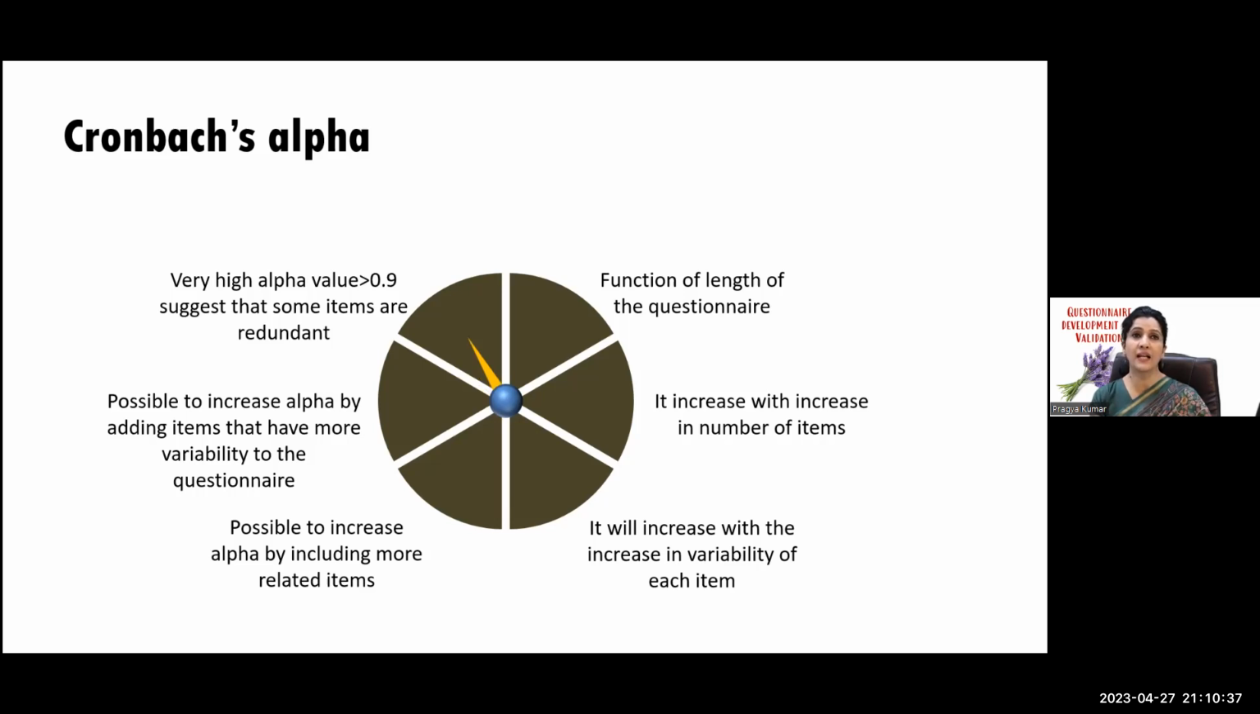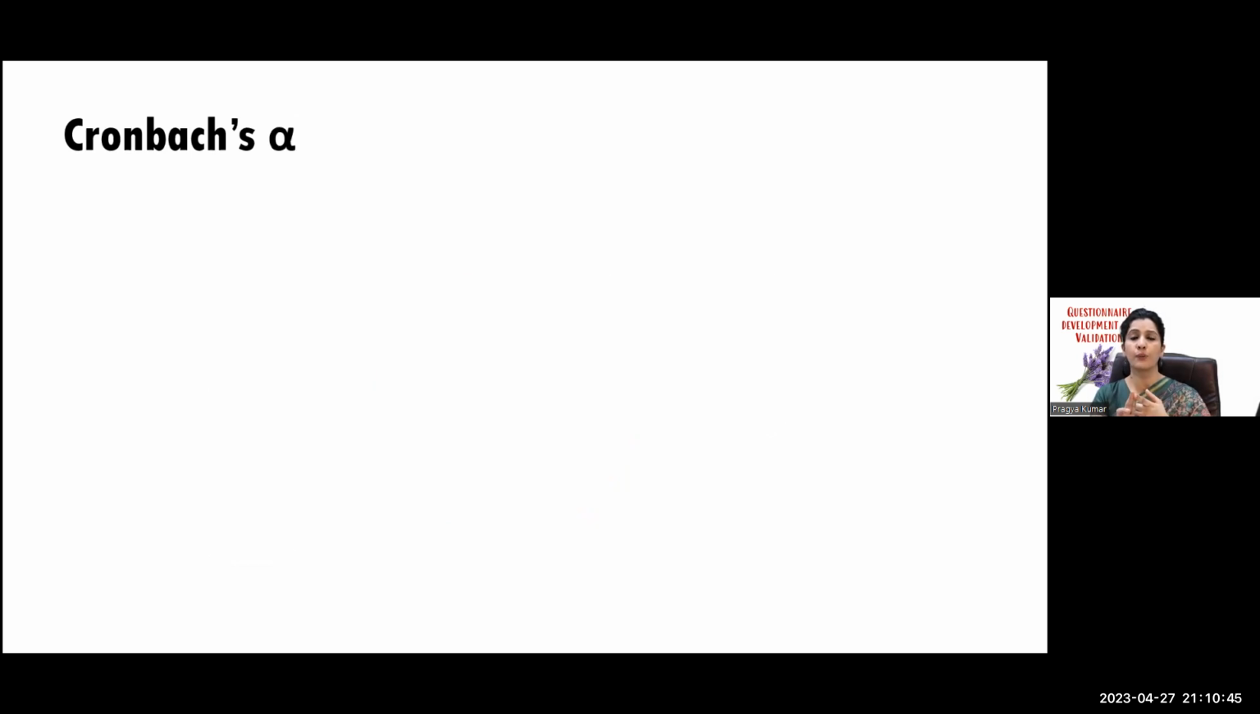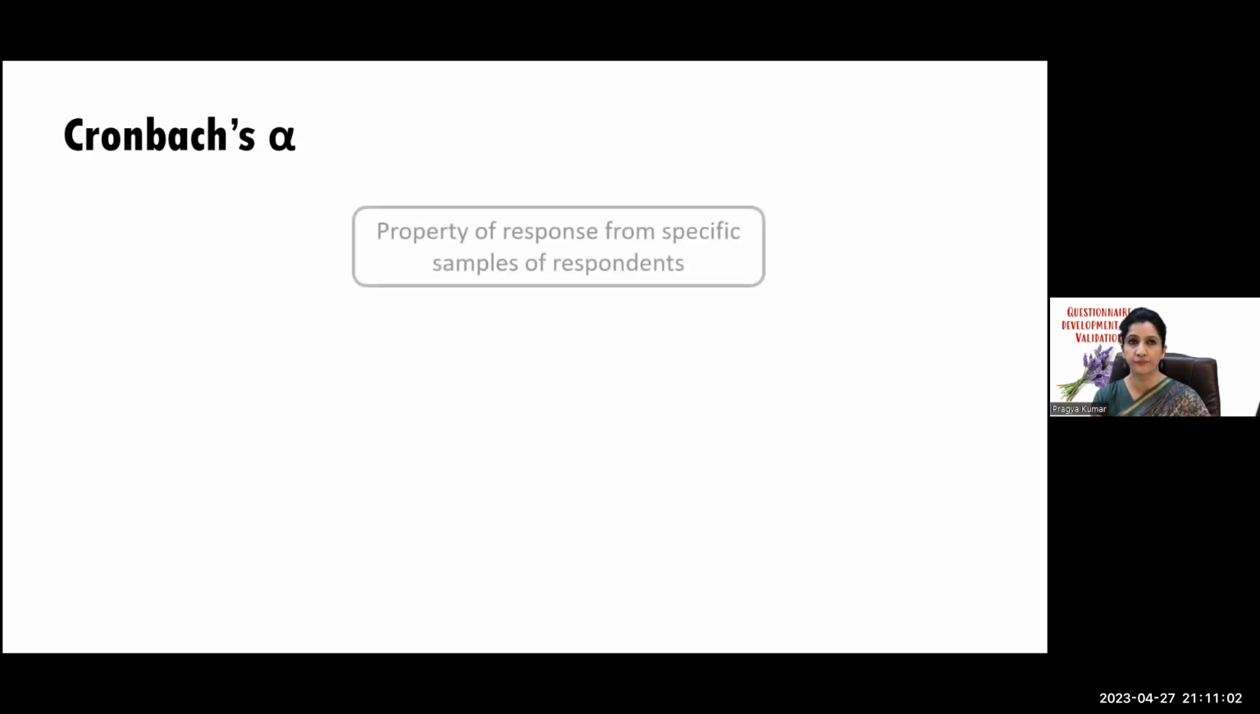A very high alpha value suggests that some items are redundant. If the value of Cronbach alpha is more than 0.9, that means 2 questions are measuring the same thing. We will discuss this concept of redundancy also. But in a scale, redundancy is good. Like if 2 items are measuring the same construct, there's no problem, it is good.